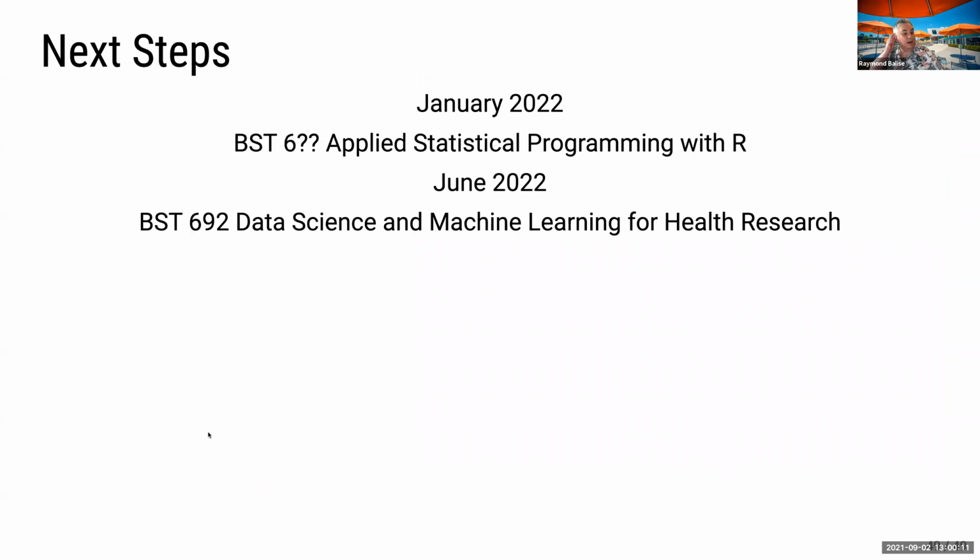That's a lot. If you'd like to learn more, I'm hoping to be teaching a new class in January. We're setting up some details and ironing out the paperwork, but hopefully there will be BST 626 maybe, which will be applied statistical programming in R coming in January. I will certainly be teaching machine learning for health research. So that's what I just spent 2 minutes on across the summer.